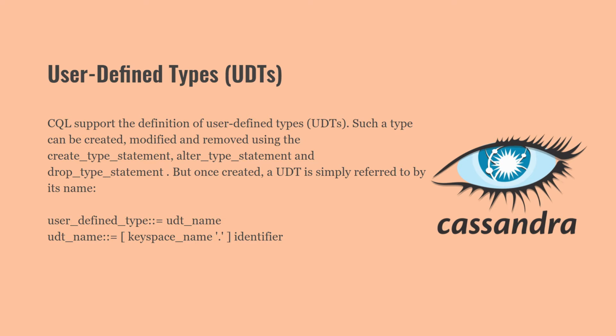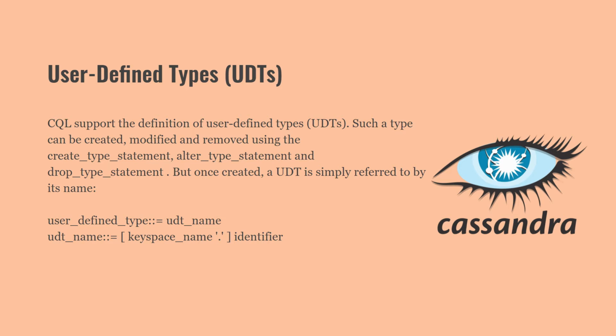Welcome back. In this section, we are going to define user-defined types. Cassandra SQL language supports the definition of user-defined types, that is UDT. Such a type can be created, modified and removed using the create type statement, alter type statement and drop type statement. But once created, a UDT is simply referred to by its name.